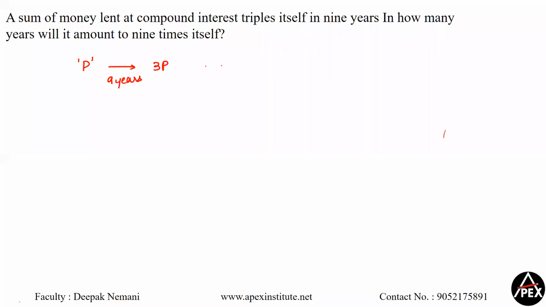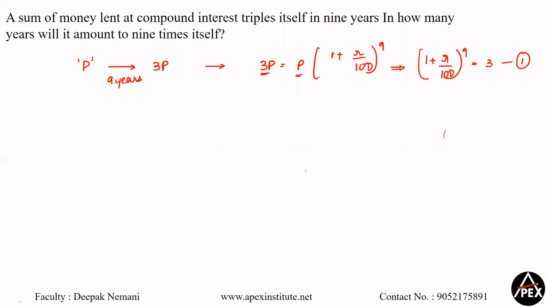By using this data, can I say that 3P is equal to P into 1 plus R by 100, let the rate of interest be R, to the power of 9? 3P is the amount, which is equal to principal into 1 plus R by 100 power 9. So what can I get from this equation? 1 plus R by 100 power 9 is equal to 3. This is the first equation. From this you can determine the value of R, but that's not required.